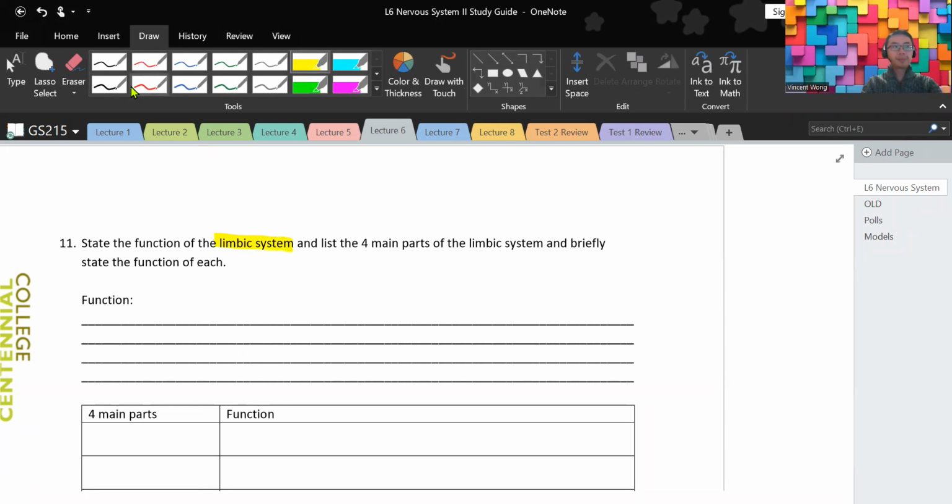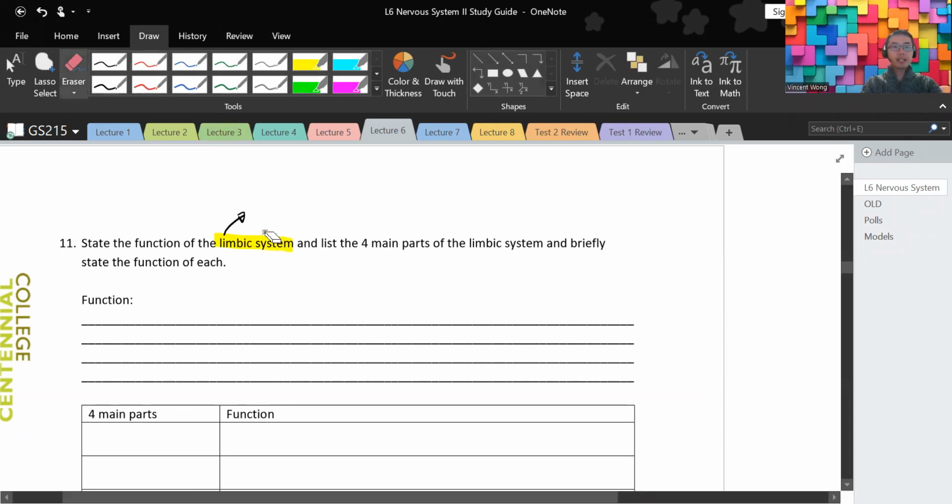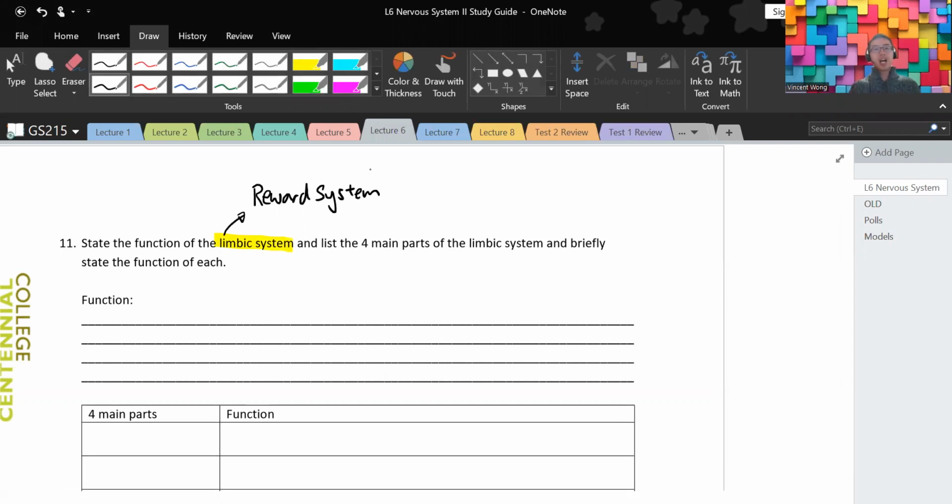Okay, limbic system right here. Just to refresh your memory, the limbic system is basically the reward system in the nervous system, inside the brain. When you do something that makes you feel good, the pathway in the reward system will get reinforced, and it will make you want to do that thing again in the future. So what are some examples of things that we do that makes us feel good?